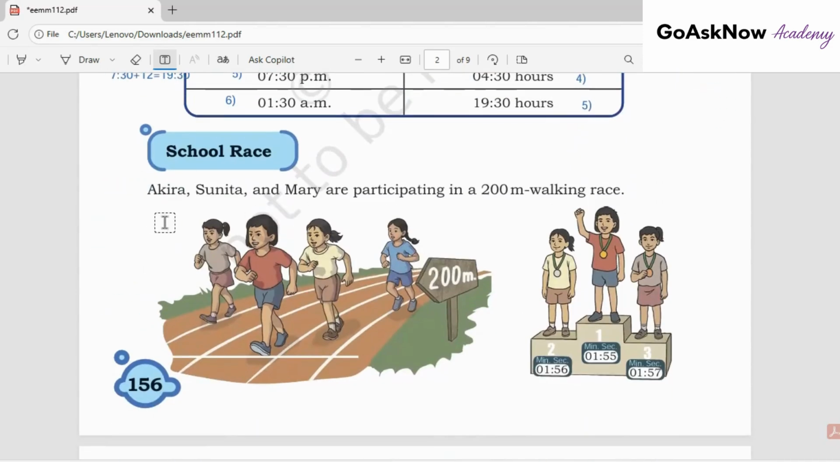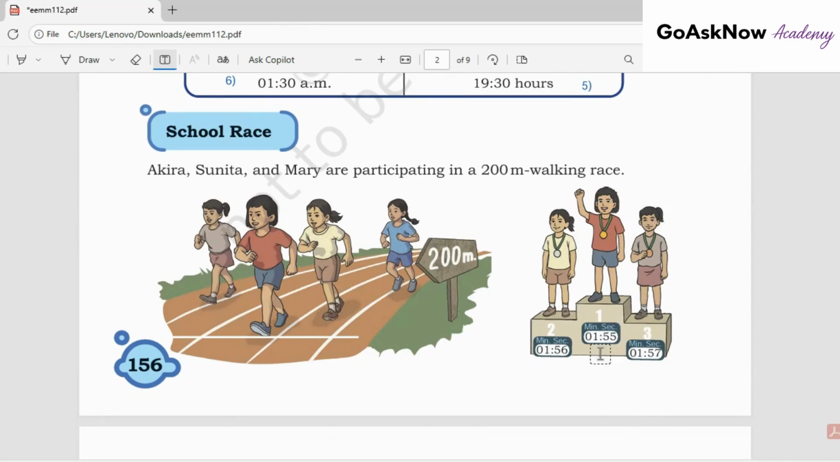Okay, school race. Ahira, Sunita and Mary are practicing in a 200-meter walking race. Here first place is 1 minute 55 seconds. Second place is 1 minute 56 seconds. And third place is 1 minute 57 seconds. Okay.